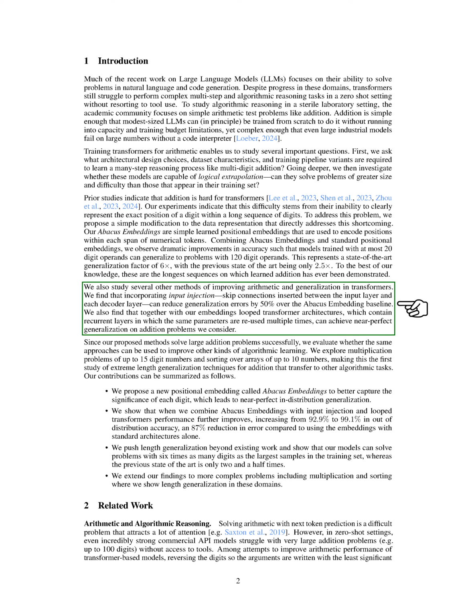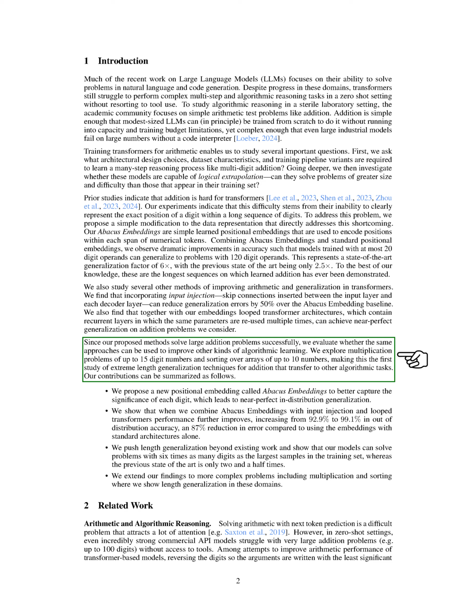We explore various techniques to enhance arithmetic and generalization in transformers. Input injection, skip connections between the input layer and decoder layers, reduces generalization errors by 50% compared to the abacus embedding baseline. Additionally, loop transformer architectures, incorporating recurrent layers with shared parameters, achieve near-perfect generalization on addition tasks.